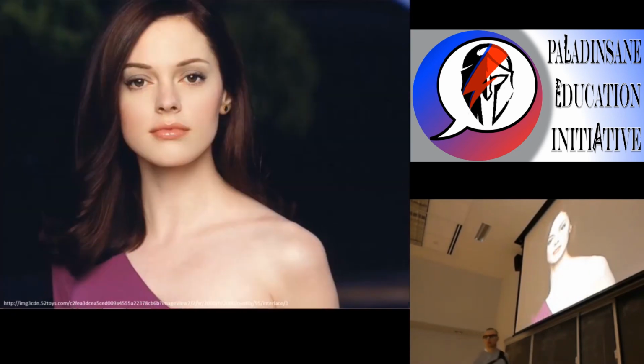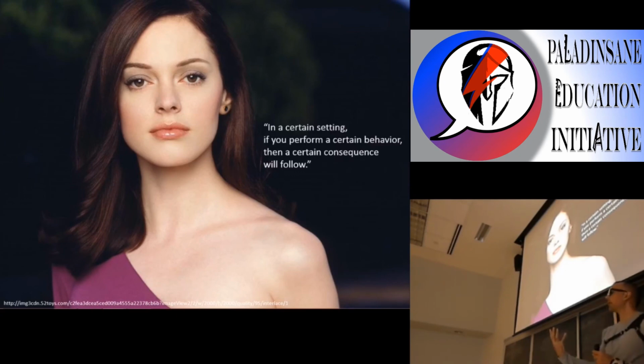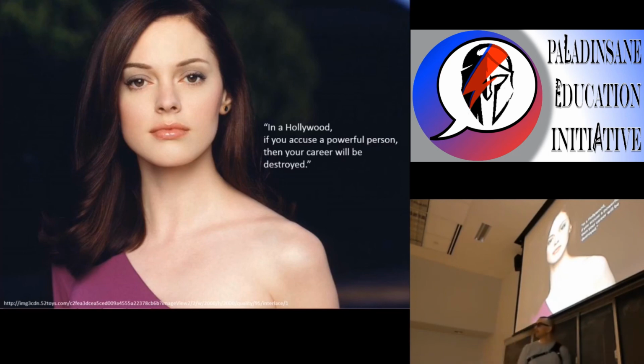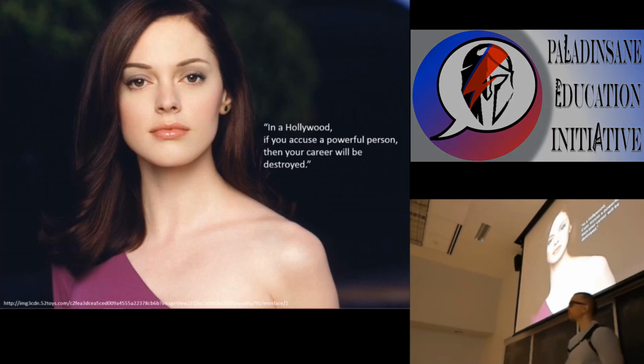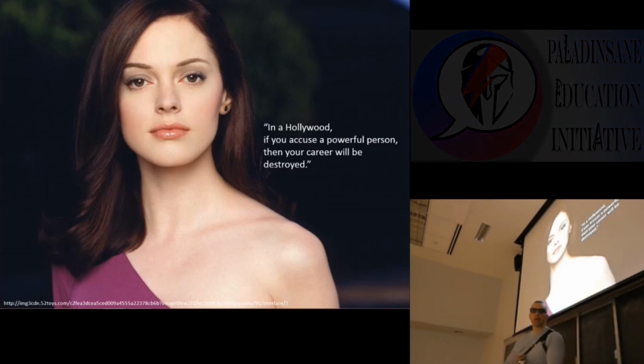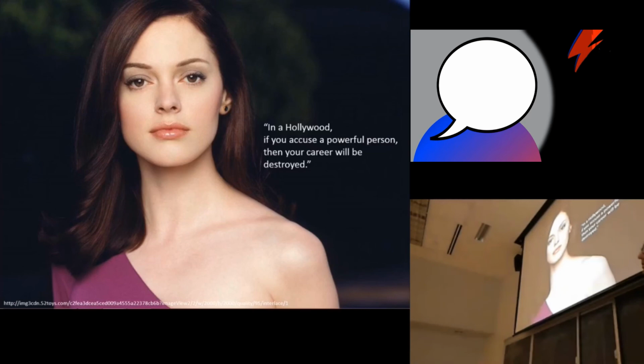Rose McGowan was also operating under certain rules. So she also had rules that were probably told to her. In a certain situation, if you perform a certain behavior, then certain consequences will follow. In Hollywood, if you accuse a powerful person, then your career will be destroyed, right? So rule number 1, and she was probably told this, she was probably told by somebody, look, Harvey Weinstein did these things to me, and that person said, well, if you ever want to act again, this is the way that it goes. So that was a rule that she was following. In Hollywood, if you accuse a powerful person, your career will be destroyed.